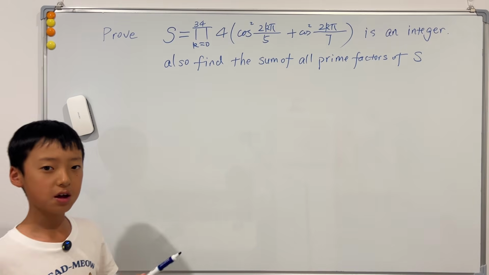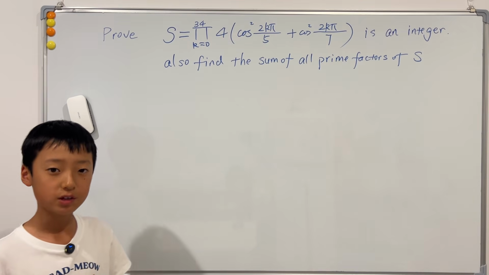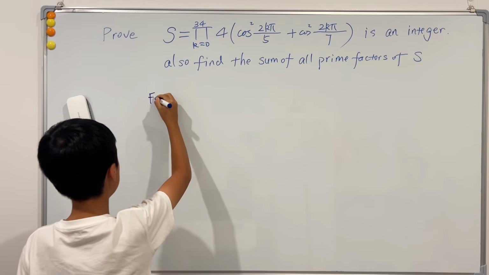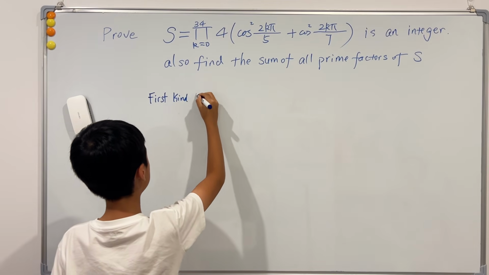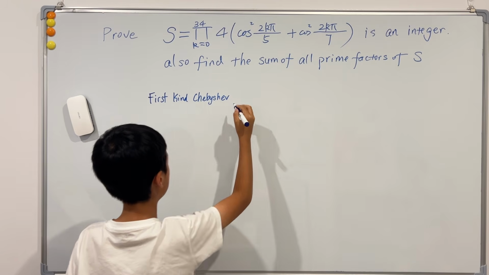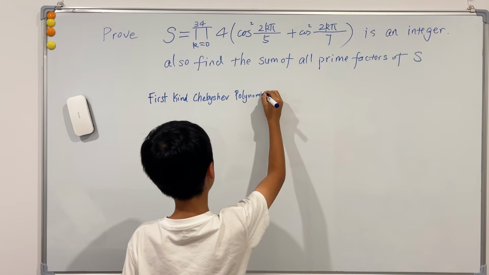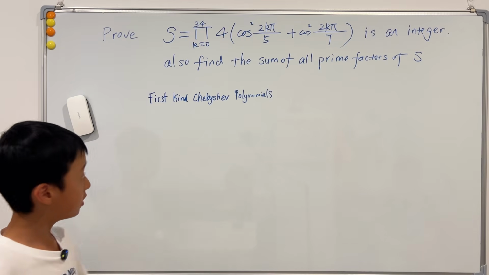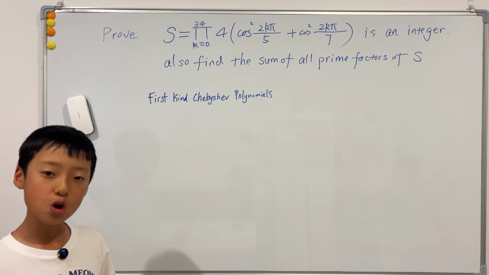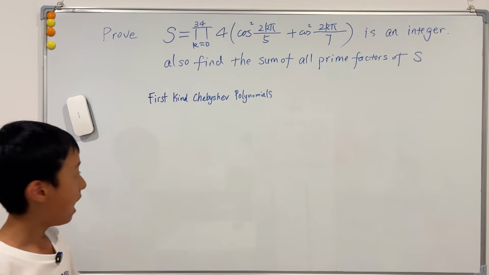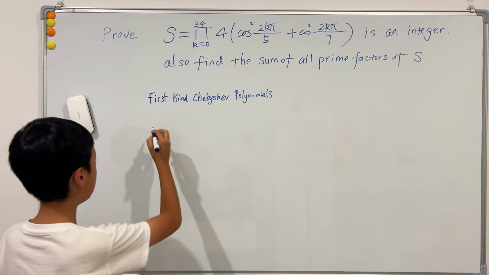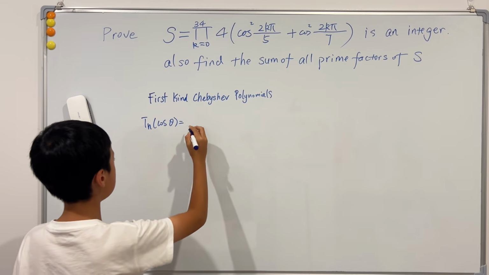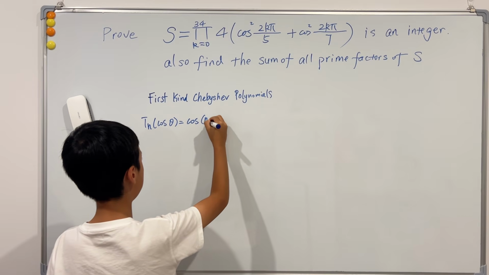Well, number one is we need prerequisites of Chebyshev polynomials of the first kind. So I'll just write it here. First kind Chebyshev polynomials. So Chebyshev polynomials of the first kind are looking for easy ways to expand cosine of n theta. And the function that does that is Tn of cosine theta, and this makes it equal to cosine of n theta.